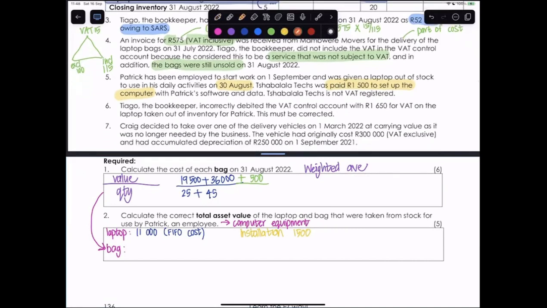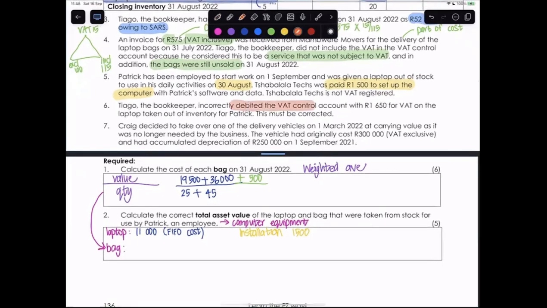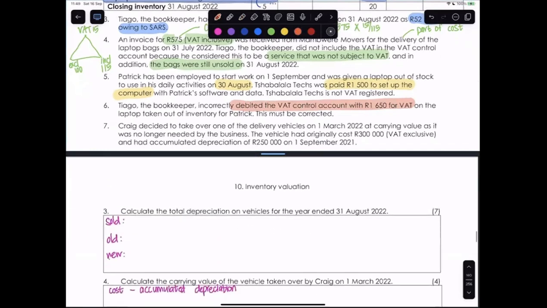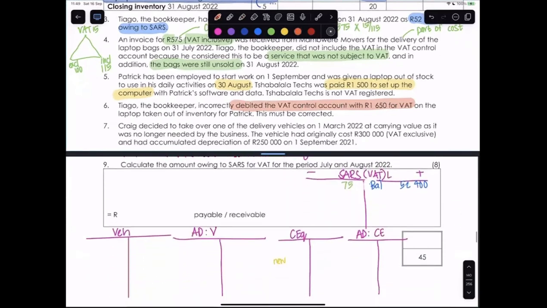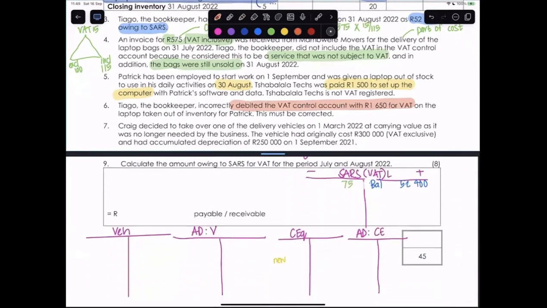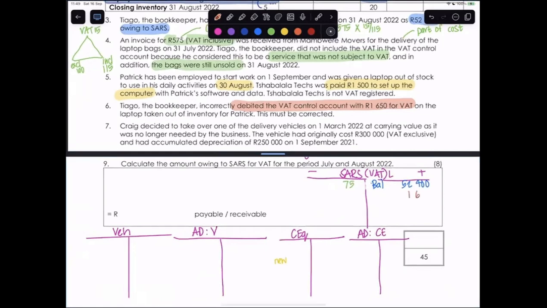Number 6, Tiago, the bookkeeper, incorrectly debited the VAT control account with 1650 for VAT on the laptop taken out of inventory for Patrick, and this must be corrected. We've already seen that obviously this is erroneous, and that it would not be needed because you've already claimed the VAT previously. But what it does mean is if they had already debited VAT, to correct the error, you would need to credit the 1650.